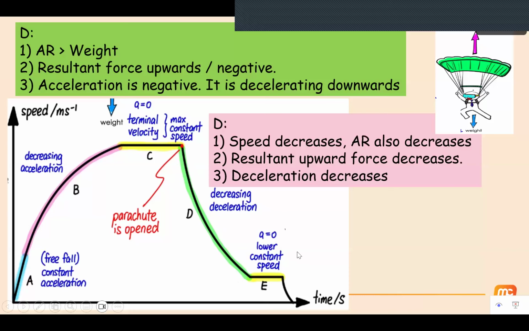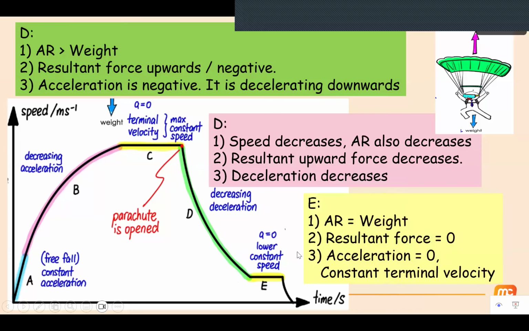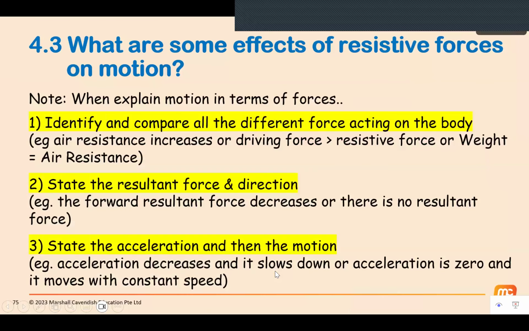And then eventually again, the speed will slow down so much that the air resistance decreases until again air resistance equals the weight. And again, the resultant force is 0, and acceleration will be 0. So now it has reached a lower constant speed or constant velocity, or a lower terminal velocity now. So this explains everything.